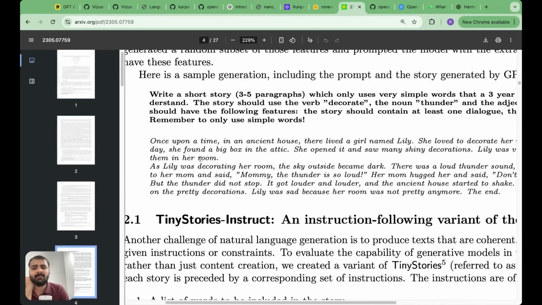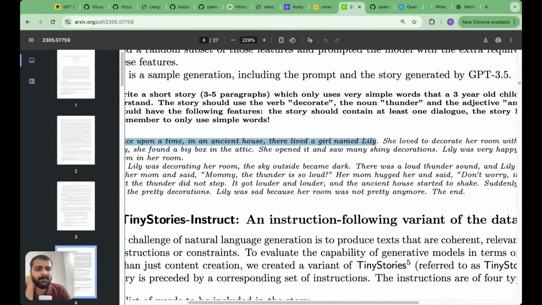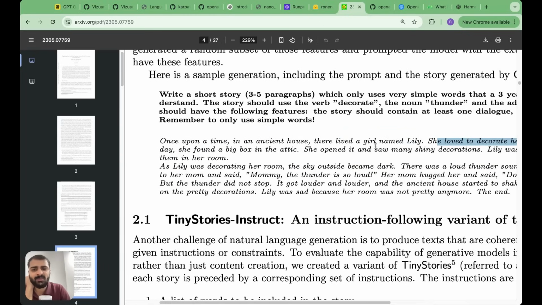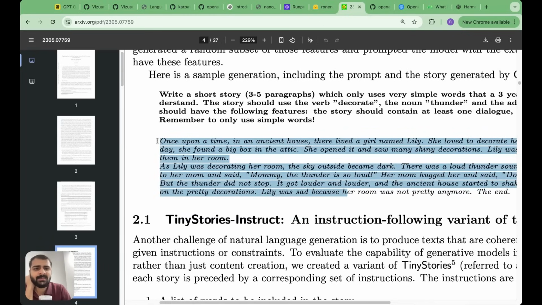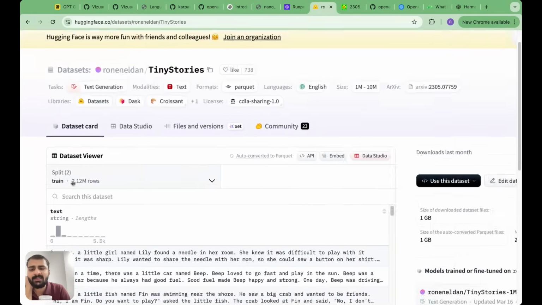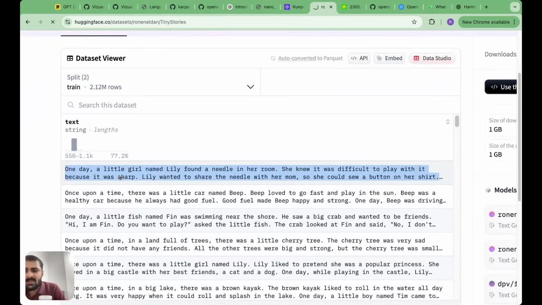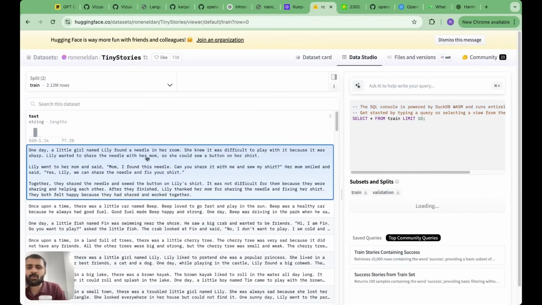Let's say this can be one such story. Once upon a time, in an ancient house, there lived a girl named Lily. She loved to decorate her room with pretty things, etc. Let's say this is one such story. What they did is they created a data set with 2 million such stories. So if you take a look at this data set, every single row of this data set was one such story which a 3 to 4 year old kid can understand.